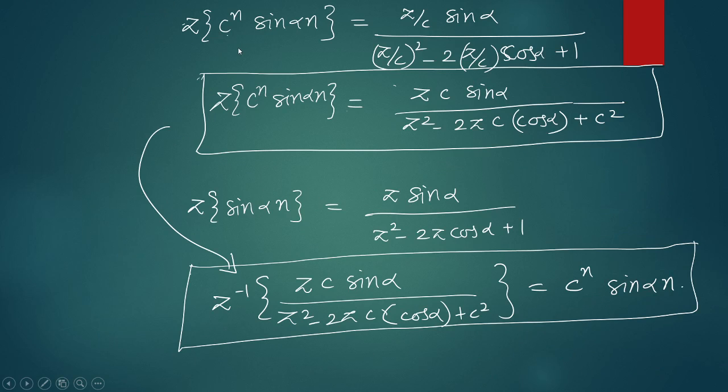Now the Z transform of c to the power n sin alpha n: Z is replaced by Z by c, and this is the value. And if we write it in the form of Z inverse, this is the formula.